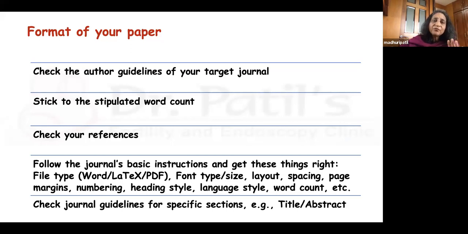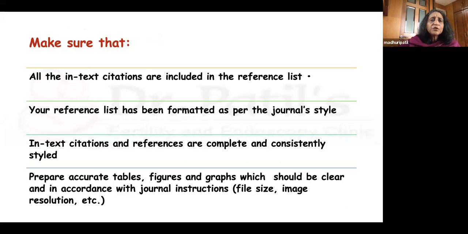So if you want your journal indexed and to have an impact factor, it is very important that the format of the paper we receive for publication should be ideal, and we should send it for peer review only once it is ideal. You also have to make sure that all the in-text citations are included in the reference list, and that your reference list has been formatted as per the journal style.